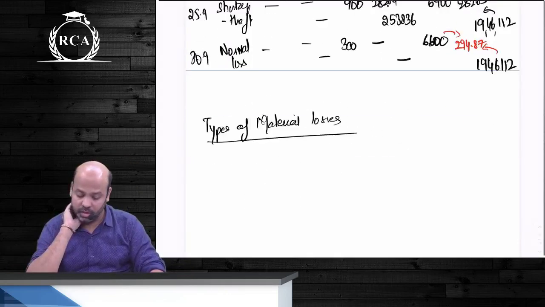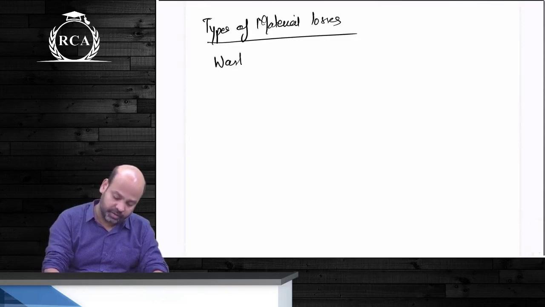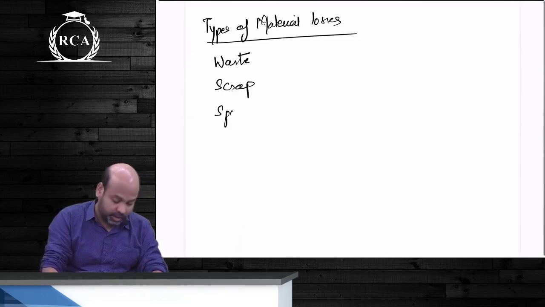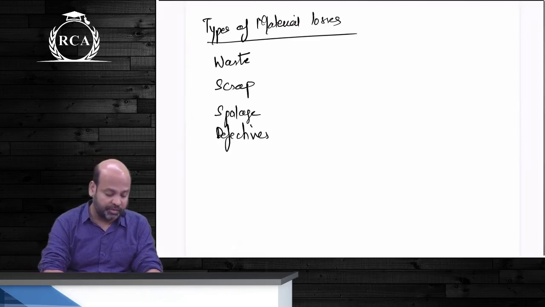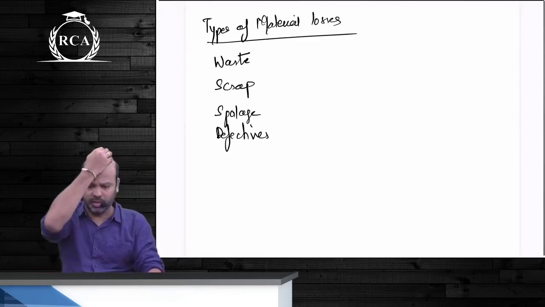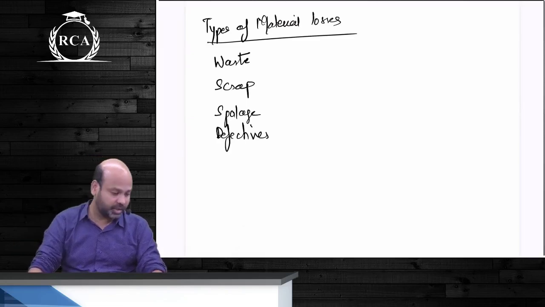units. Types of material losses, beta, they've given us about wastage or waste. Then there is scrap, we have spoilage and defectives. Iske alawa we also have obsolescence. Anyways, these are the different types of material losses. Common theory question that may come. Matlab, materials chapter se, beta, theory question can come in the examination.